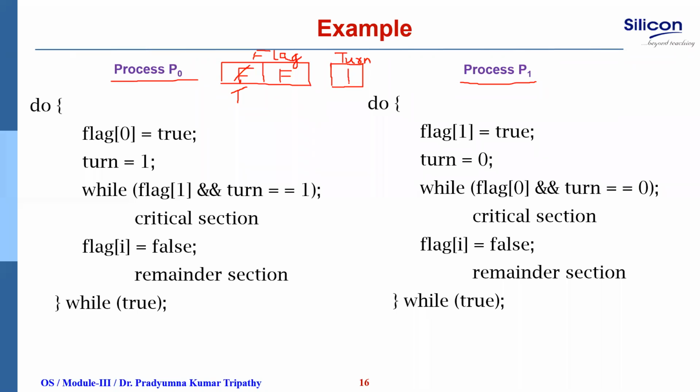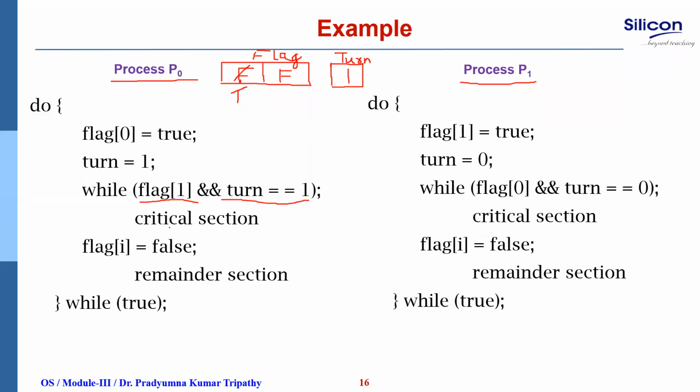Now the next is the condition. The condition is what? Flag of 1 and turn equals 1. What is flag of 1? Flag of 1 is false. So false and something is false, so it will enter into the critical section. Is it clear? Now who is there in the critical section?